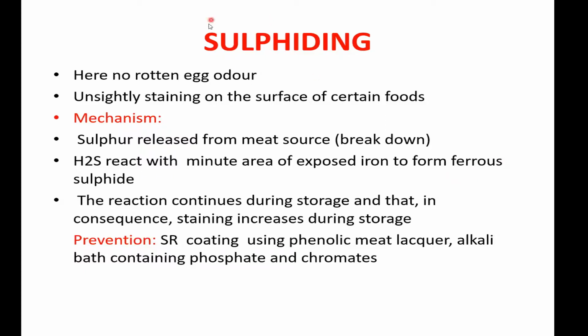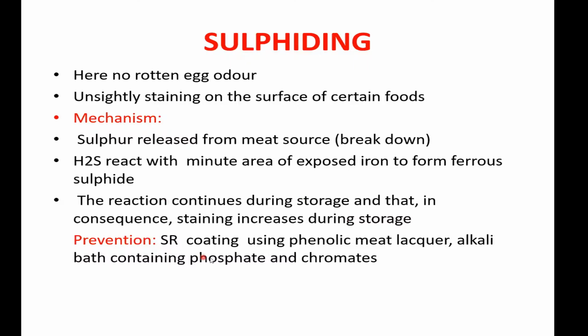But the difference between sulfide stinker spoilage and sulfiding is that there is no rotten egg odor. A rotten egg odor means spoilage caused by Clostridium nigrificans. Here the food is edible, but the sensory appeal will not be good. That's the problem with sulfiding. The reaction continues during storage, so the staining and color change keep increasing if you keep it for a very long duration. This is called sulfiding.